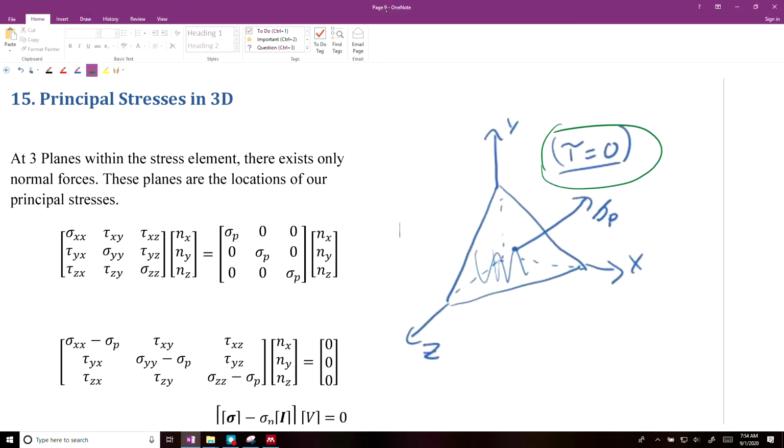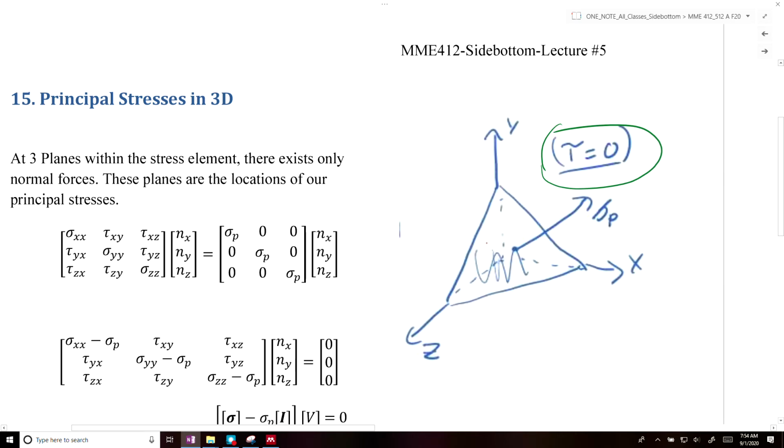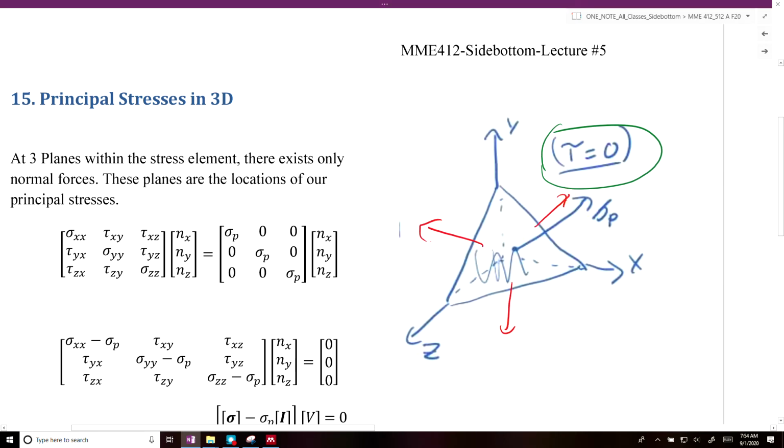So on this element, we still have our normal components of our stresses, sigma y, sigma z, and sigma x, and we still have all of our shear components. We have tau xy, we have tau yz, so we have all the various shear components here.